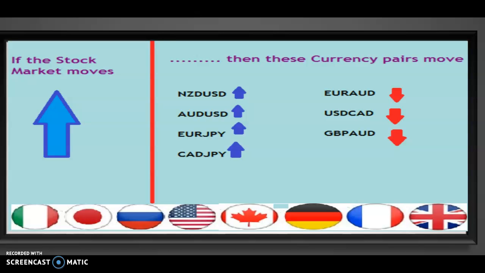The book did explain a few bits and bobs, didn't it? Hopefully that was understood. But this short video will give a clear understanding of how different pairs correlate with each other. And in this example, if the stock moves up, then the New Zealand US dollar moves up, Aussie USD, Euro Yen, Canadian Yen move up, and then these currencies move down: Euro Aussie, US Canadian, Pound Aussie.